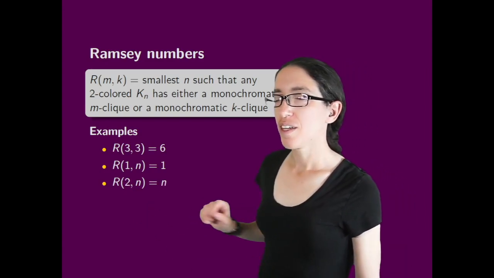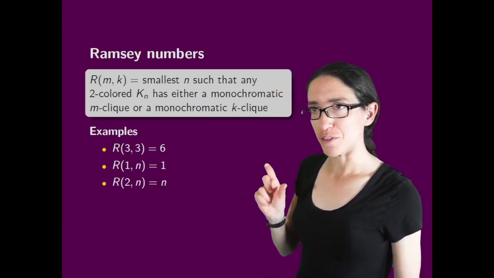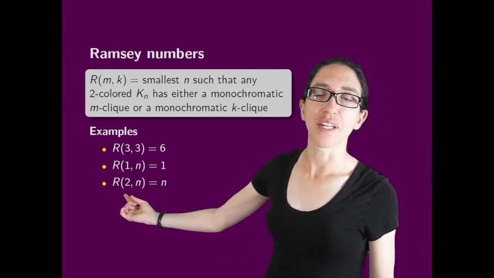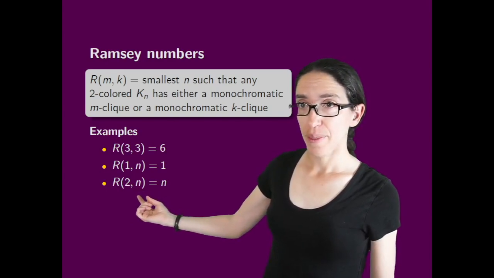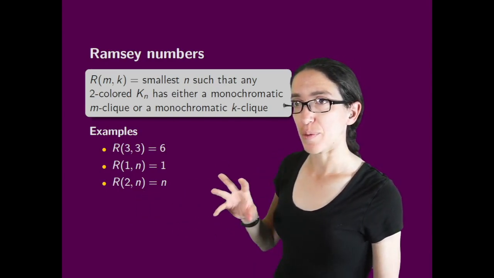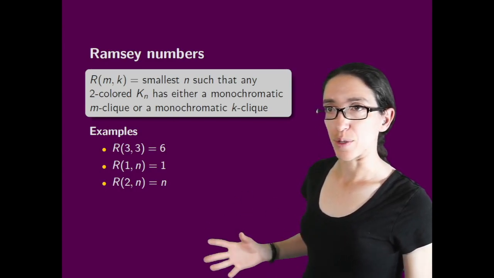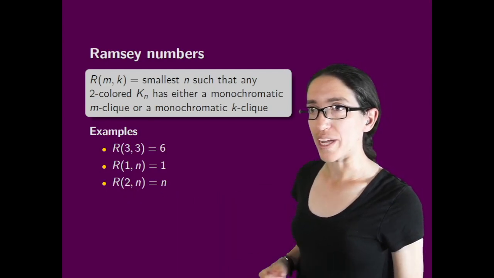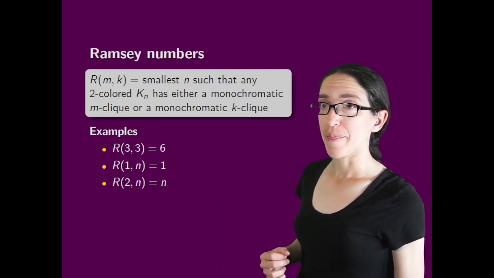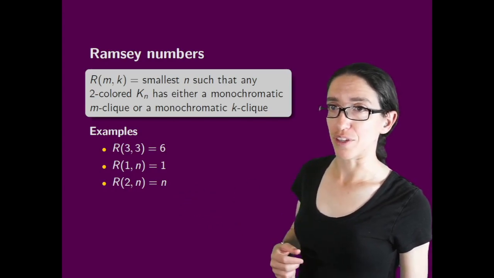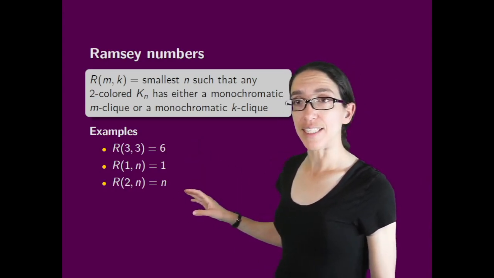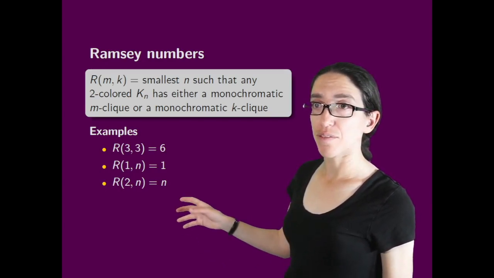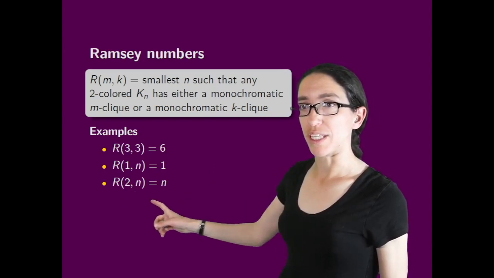But for 2 and n, well, a 2-clique is an edge, right? It's 2 vertices that are mutually connected. So if we're looking for either a white 2-clique, meaning a white edge, or a yellow n-clique, well, if we have an n-vertex graph and we color everything white or yellow, either we color it all yellow, in which case we do have an n-clique, or we have at least 1 white edge, in which case we have a white 2-clique. And so n is sufficient. Now, we haven't proven that we can't get anything less than n, but if we have n minus 1 vertices, then you can have them all colored yellow, and that would avoid both possibilities.